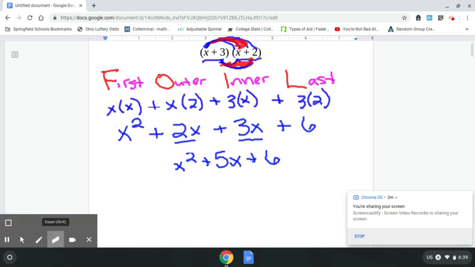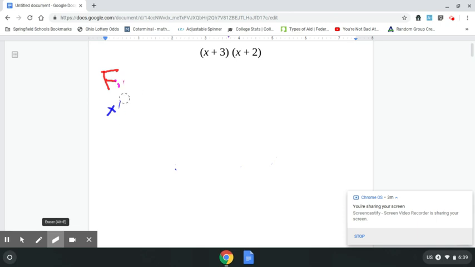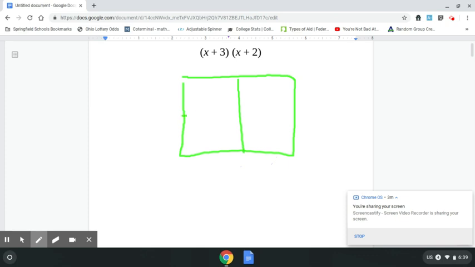The other way that I want to show you how to do this is what we call the box method. And it's a very creative name because you put the terms inside a box. In this case, we have a binomial times a binomial, so you need a 2 by 2 box. So I draw a box that's 2 by 2. It doesn't matter where you put these things, but you want to put each term of the binomial outside one of those windows.